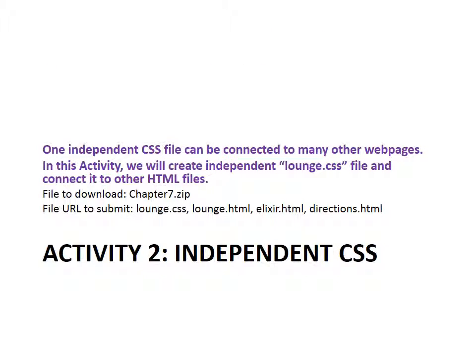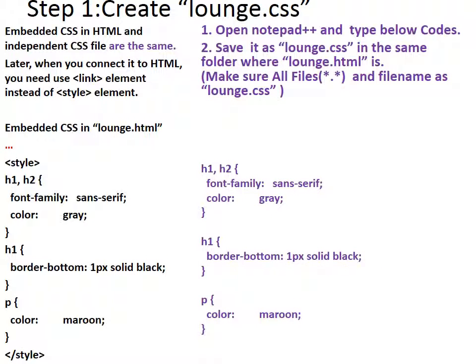In this activity, you will create an independent CSS file and connect it to a HTML file. You can connect one independent CSS file to several HTML files. Also, a HTML file can have several CSS files. Open blank Notepad++ and type CSS codes. Then save it as launch.css in the same folder where launch.html is. When you save it, make sure file type as all files and file name as launch.css.